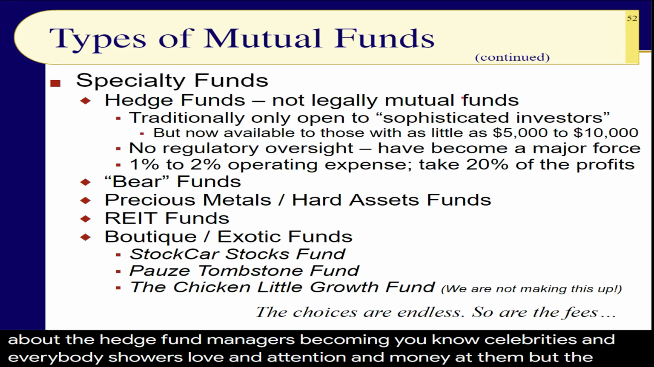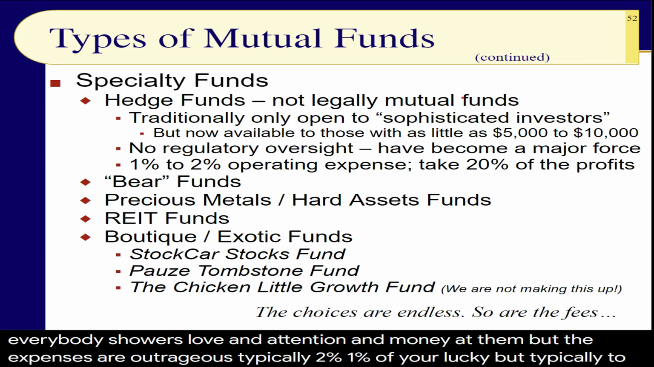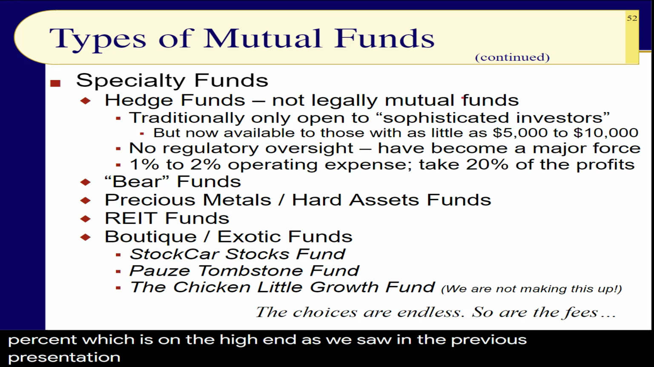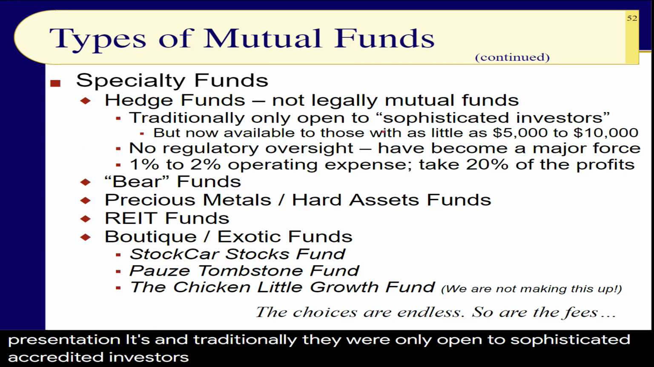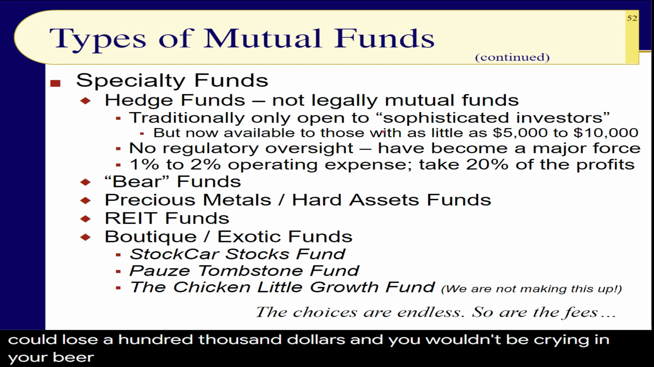But the expenses are outrageous. Typically 2%, 1% if you're lucky, but typically 2%, which is on the high end, as we saw in the previous presentation. And they take 20% of the profits. And traditionally, they were only open to sophisticated, accredited investors. Now, what does that mean? Look it up. It means you could lose $100,000 and you wouldn't be crying in your beer. You're supposed to have plenty of money to lose.